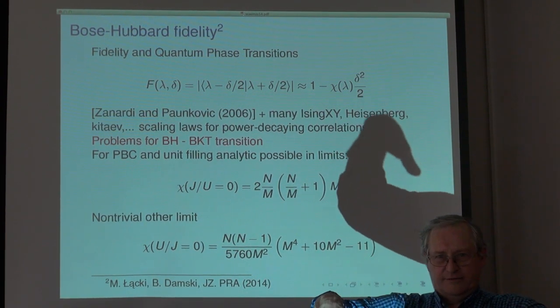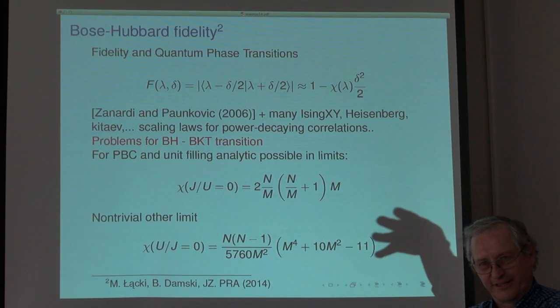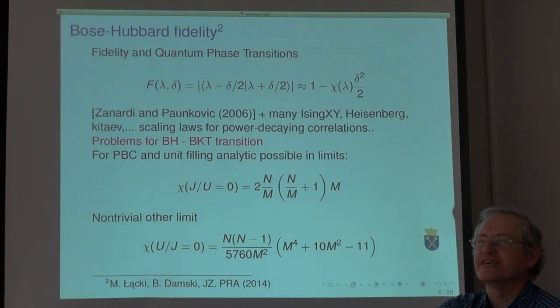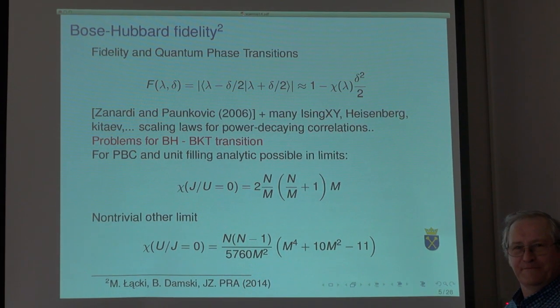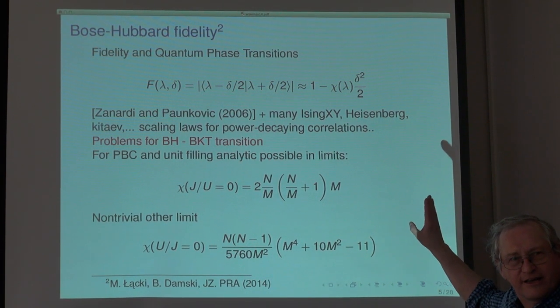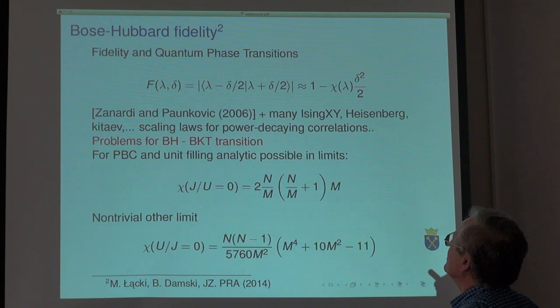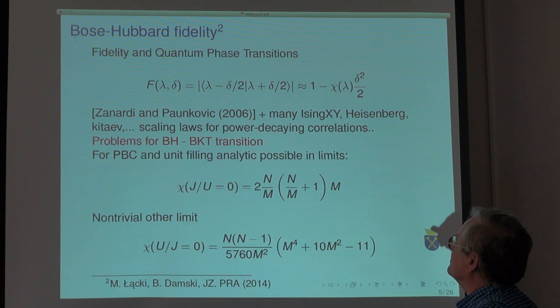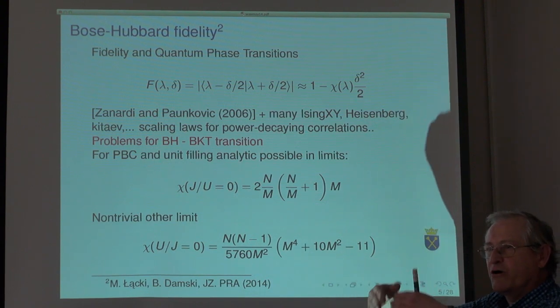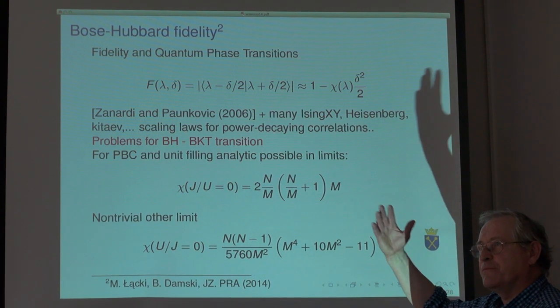In the thermodynamical limit, when the number of sites and particles go to infinity... You didn't say thermodynamical. I apologize, I didn't say it. We are coming to this. There is a problem for the Bose-Hubbard model, because this is not a kind of phase transition which has power law correlations, if there is a gap on one side.